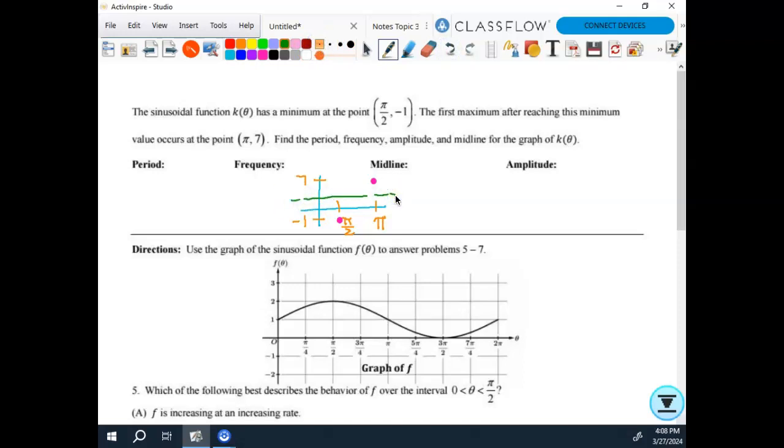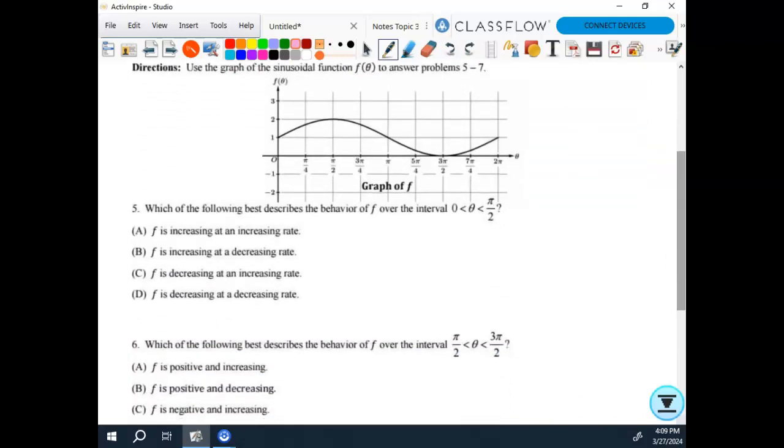First thing I can look at here, though, is the period, because this is only half of it, right? And so from pi halves to pi, that's pi halves away. So if I double that, I get pi here, which means my frequency is 1 over pi. Midline, again, halfway. So 7 plus a negative 1 over 2 gives me 6 over 2, and that's 3. Remember, you can always check yourself between these two. This is 4, and this would also be 4. So my midline is at y equals 3, and my amplitude is 4.